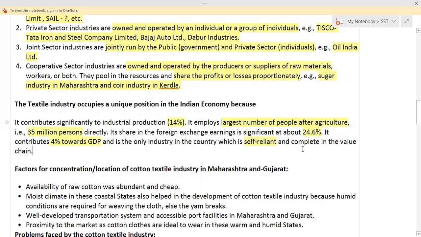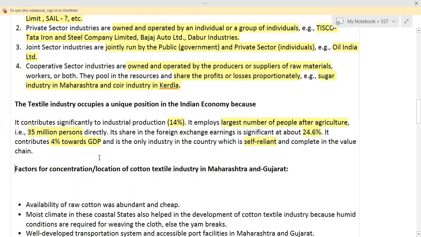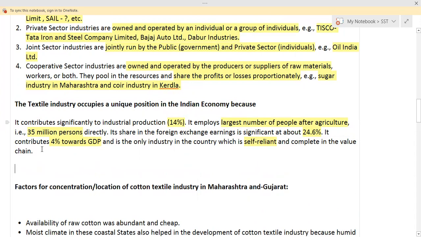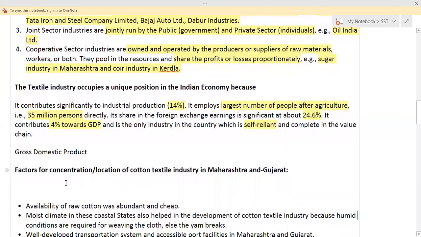So what do you mean by GDP? Gross domestic product. I'll write down: gross domestic product is GDP. Okay. Factors of concentration of location of cotton textile industry in Maharashtra and Gujarat.